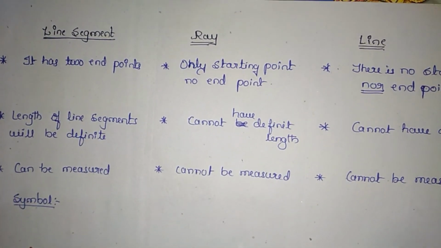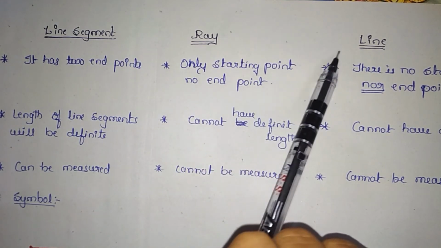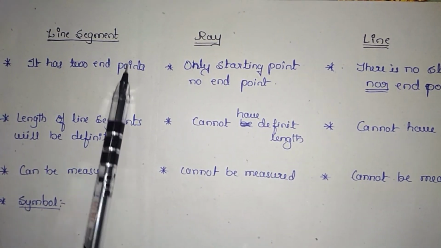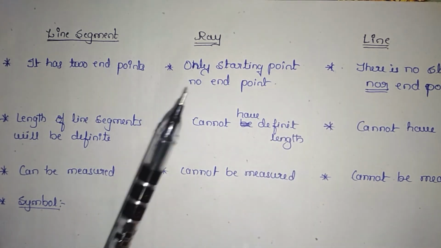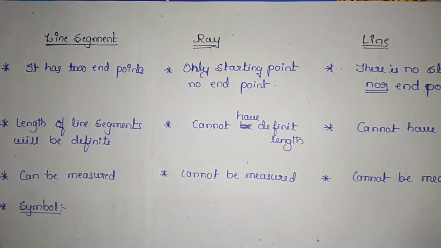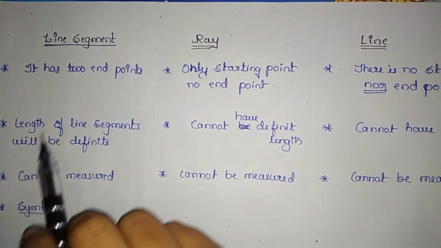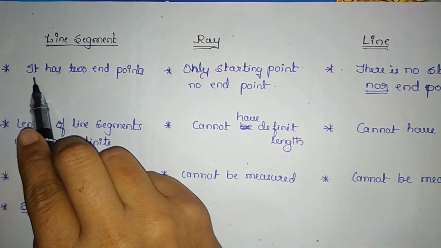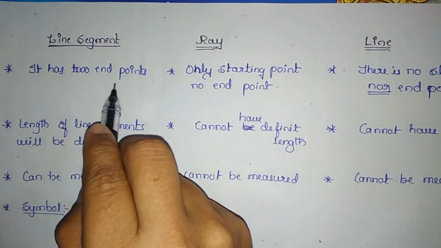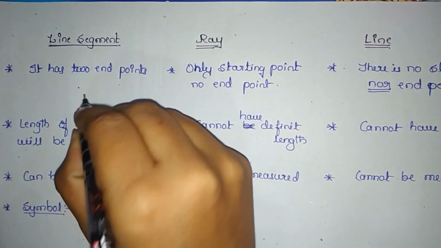Here we can easily understand the difference between line segment, ray and line. What are the differences between these three? These are all basic geometrical concepts, but it's very important to understand the difference between them. Okay, a line segment, as you know, has two end points, or both a starting and an ending point.